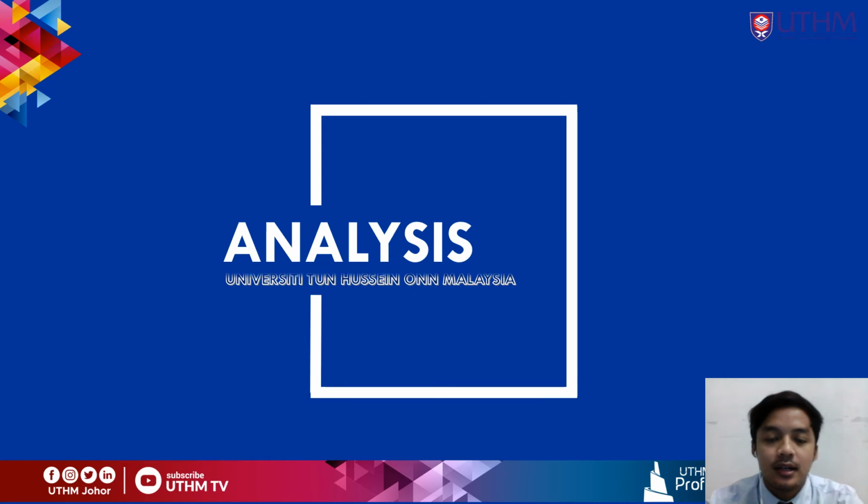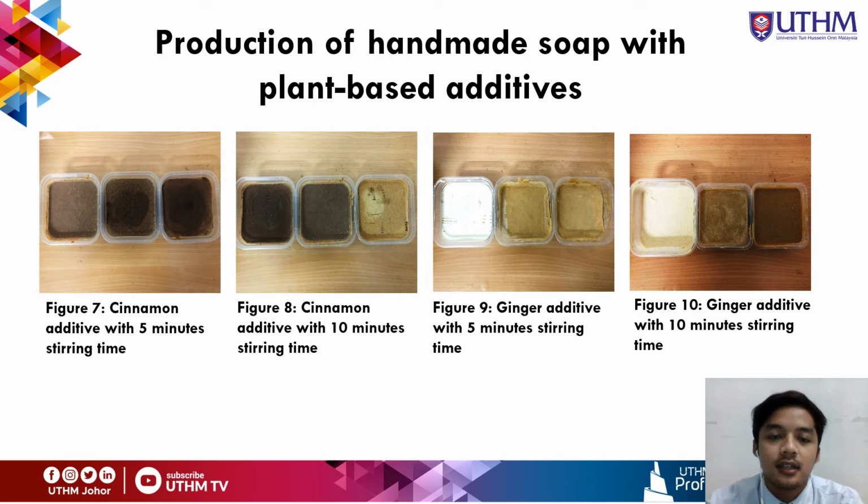So we will go to the analysis of this study. Okay, this is the production of handmade soap with plant-based additive that has been produced. For the first one, the handmade soap with cinnamon additive with 5 minutes stirring time. As we can see, there are 3, which refer to the 3 compositions of additive: 5%, 10%, and 50%.